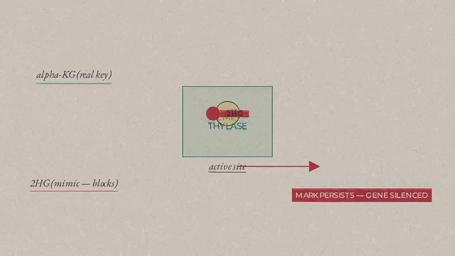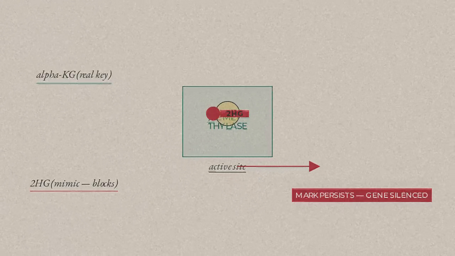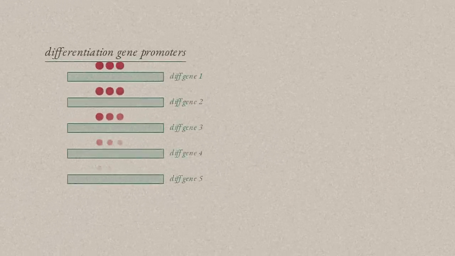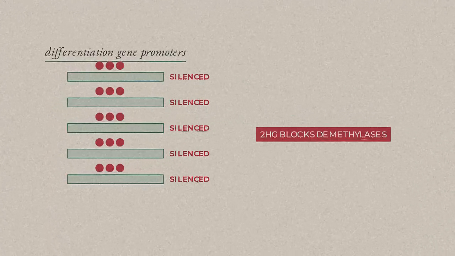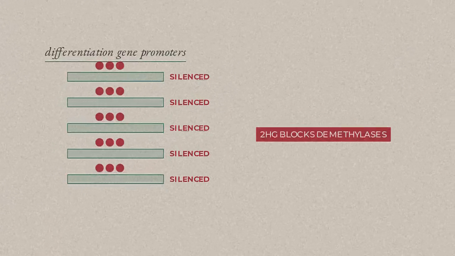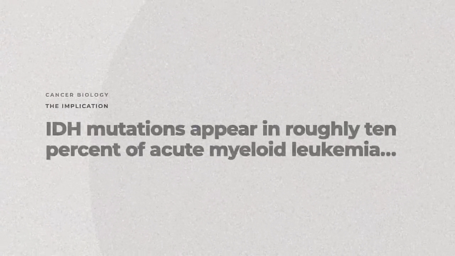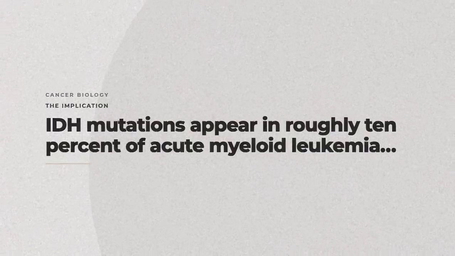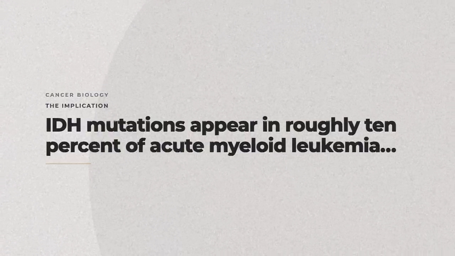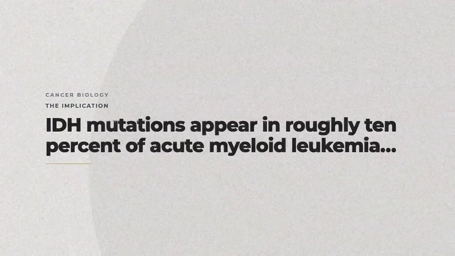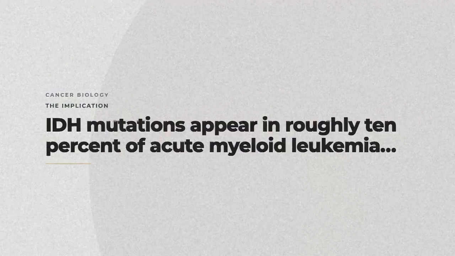But 2-HG cannot complete the reaction. It sits in the active site like a key that fits the lock but does not turn it, blocking the real key from entering. With the demethylases competitively poisoned, methyl marks accumulate across the genome, including on the promoters of the very genes that direct blast differentiation. Those genes go silent. The blasts cannot read their own maturation instructions. They are stuck. IDH mutations appear in roughly 10% of acute myeloid leukemia cases and in most low-grade gliomas. In the leukemia, the result is a marrow overrun by blasts that pile up without ever maturing. It is a cancer of arrested development. Cells that are immature not because they are proliferating too fast, but because they cannot read the next instruction.